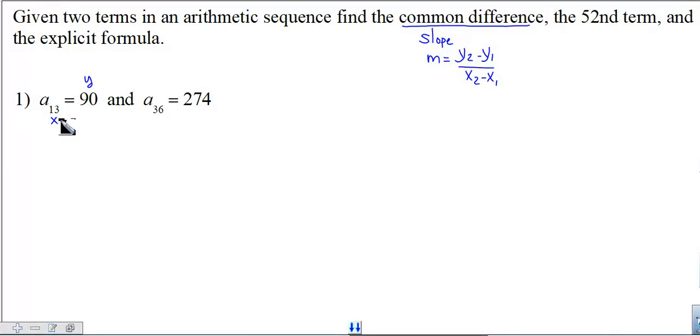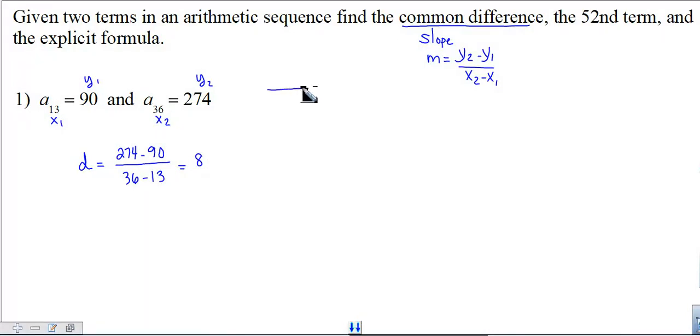I'm just going to call this one the x1 and y1 because it's the first term that comes in the sequence. This will be my x2 and my y2. So now, if I want to find the difference, I'm going to set it up like a slope problem. y2 minus y1 divided by x2 minus x1. You can use your calculator or you can do mental math to solve this. When you simplify it, you're going to find out that the common difference is 8.